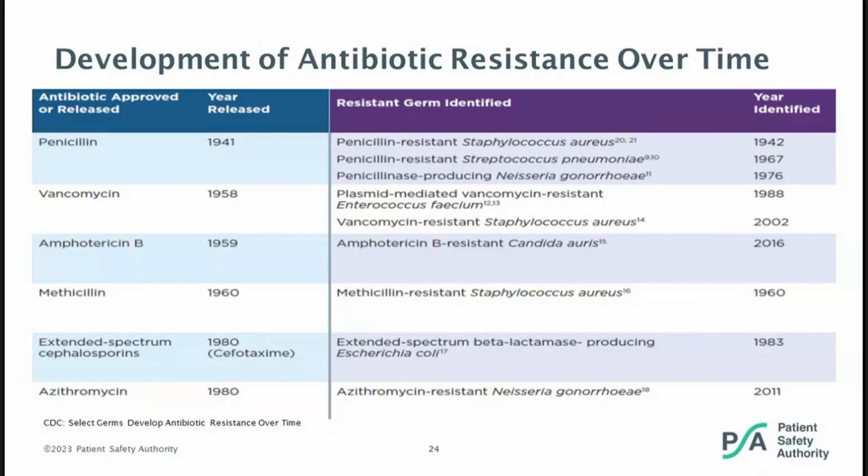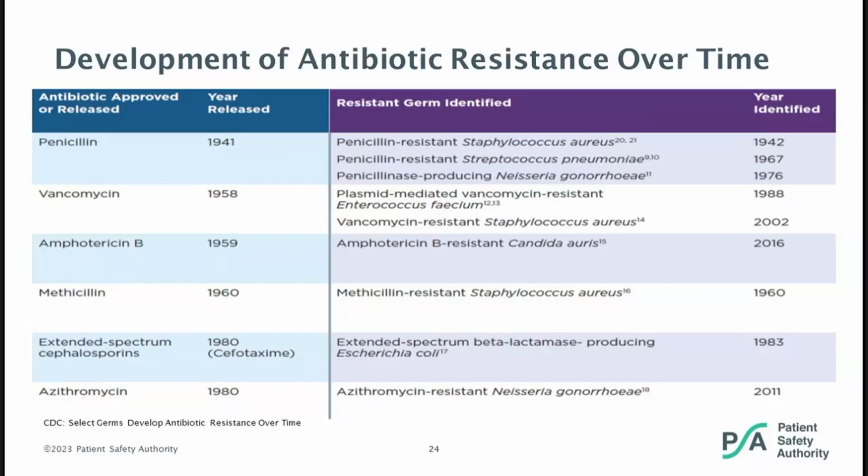So we've talked about how resistance happens, and part of this infographic from the CDC really reinforces why antimicrobial stewardship is so important. You can see how quickly resistance was able to develop from the time an antibiotic was first approved or released. Here we see penicillin was discovered over 90 years ago, and since that time, development of new antibiotics has slowed, but the development of resistant mechanisms has not. As you can see here, some organisms were able to very quickly develop resistance to certain antibiotics.